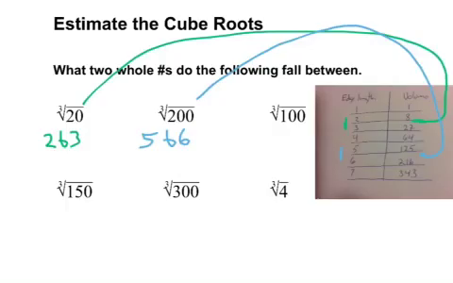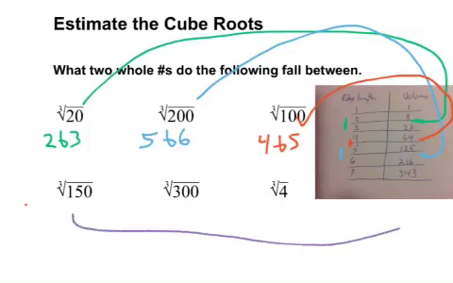So let's take a look at 100. The cube root of 100. Let's see, that falls between 64 and 125, which is between 4 and 5. So 4 and 5. Cube root of 150. Let's take a look at that guy. 150, you can see, falls between 125 and 216. So 5 and 6.